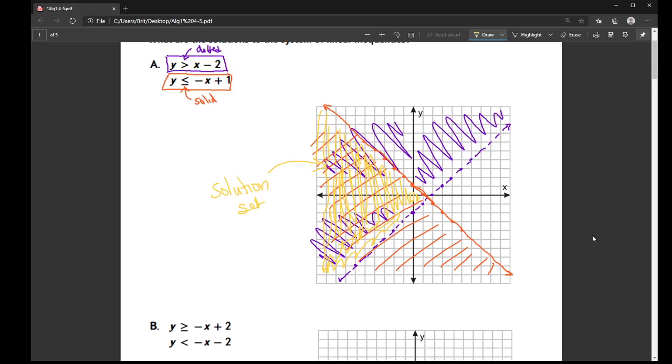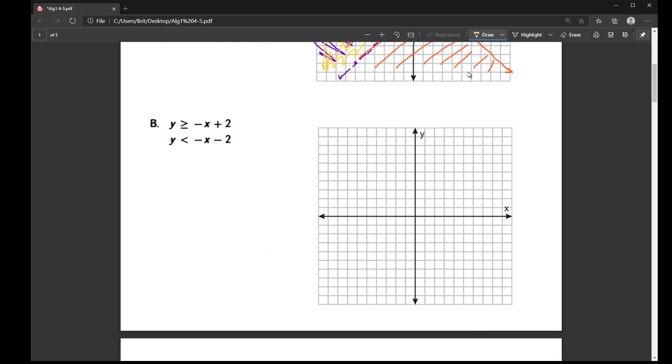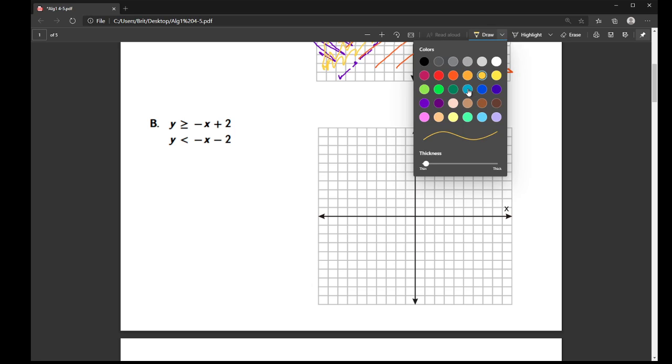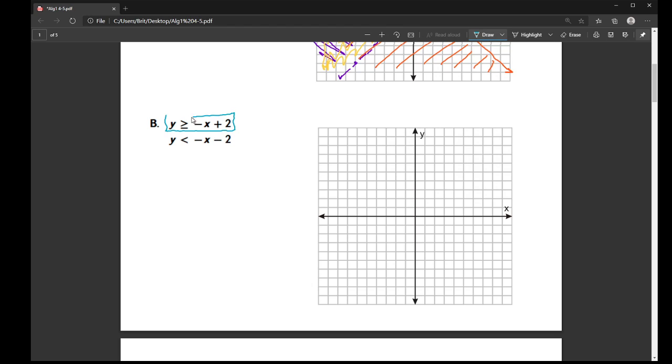Let's go ahead and try another one. So again, we just graph them one at a time. On this top one, my y-intercept is at 2, and my slope is -1. So I'm going to fall 1, run 1, over and over. So I'll have a line that looks roughly like this.